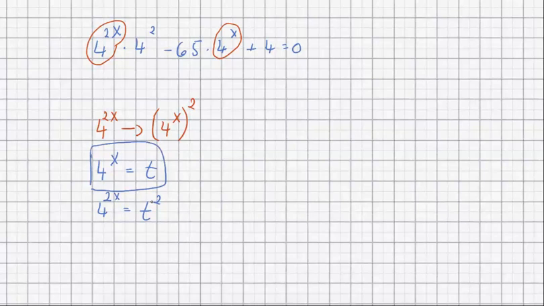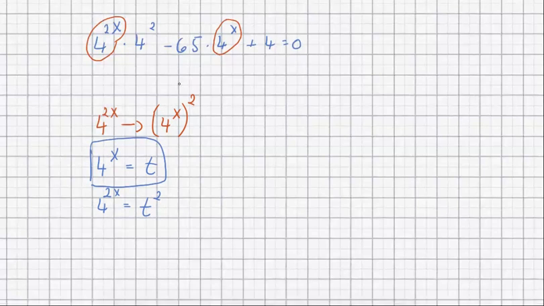So those two, basically, why am I turning them into t? Okay. So let's see what happens. Now let's replace 4 to the power of 2x with t squared. So we have t squared times 4 to the power of 2, which is 16. So I will just write 16. I will also write it here. Minus 65t plus 4.